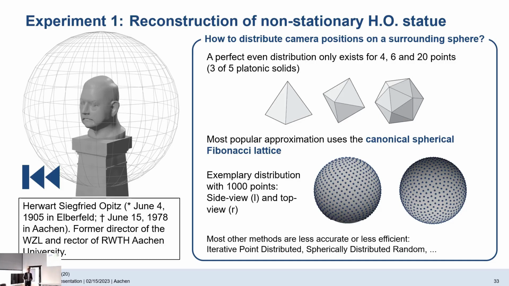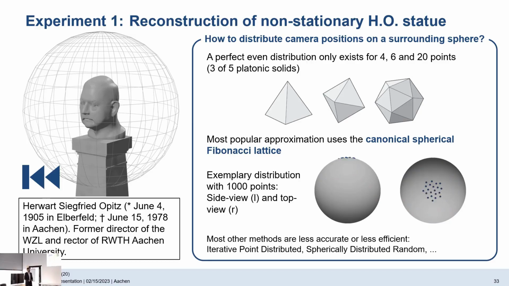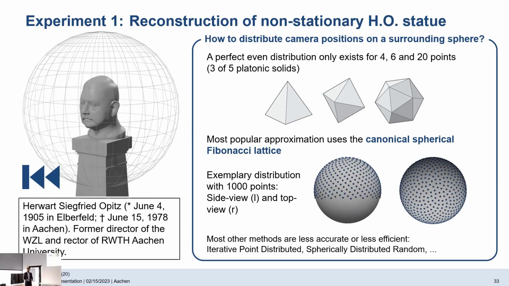And the most popular method uses the spherical Fibonacci lattice, which is again based on the golden angle. However, we see when we look at the sequence here that we only have an even distribution of points at the end of the sequence and not during the sequence. So this is also not the right method. So I had to search for a better one.